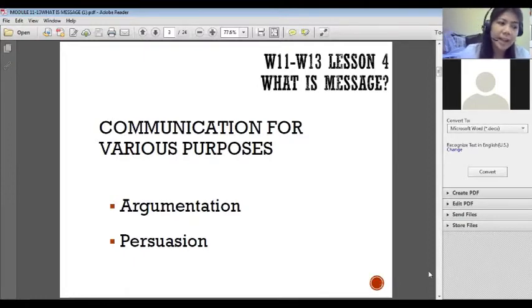I'll repeat, guys, we communicate with other people for several reasons and for different purposes. One, maybe argumentation. You're talking to a friend because you're having an argument over a certain thing. It might be a silly thing, maybe. Then you are also communicating with other people because you have the intention of persuading them, motivating them, encouraging them, and convincing them to believe in what you believe in.